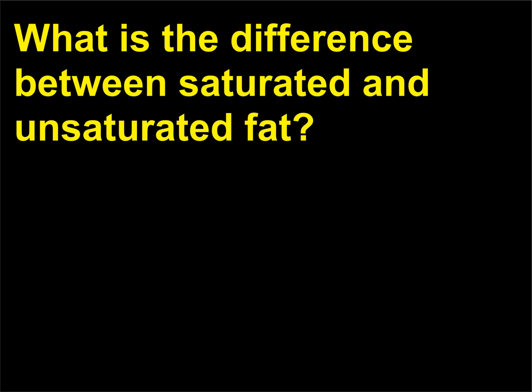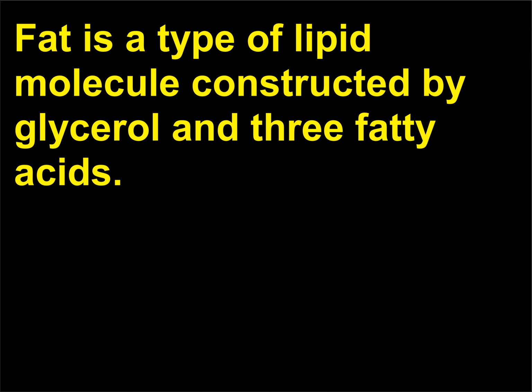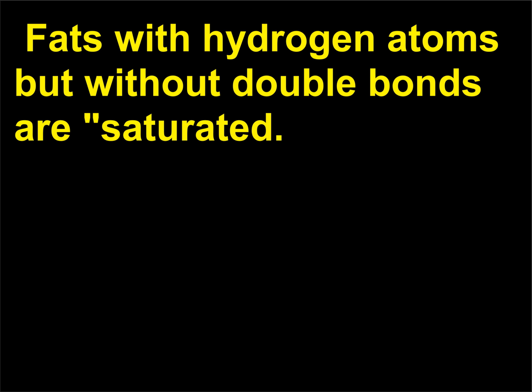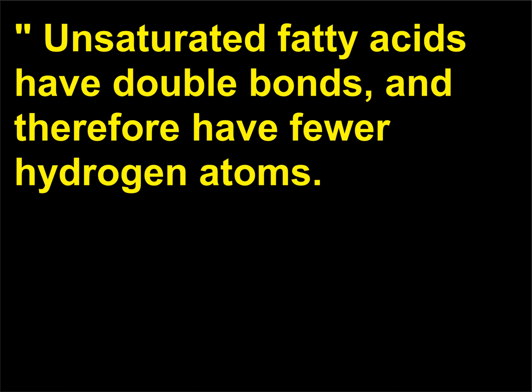What is the difference between saturated and unsaturated fat? Fat is a type of lipid molecule constructed by glycerol and three fatty acids. The molecular structure of the fatty acids determines whether the fat is saturated or unsaturated. Fats with hydrogen atoms but without double bonds are saturated. Unsaturated fatty acids have double bonds, and therefore have fewer hydrogen atoms.